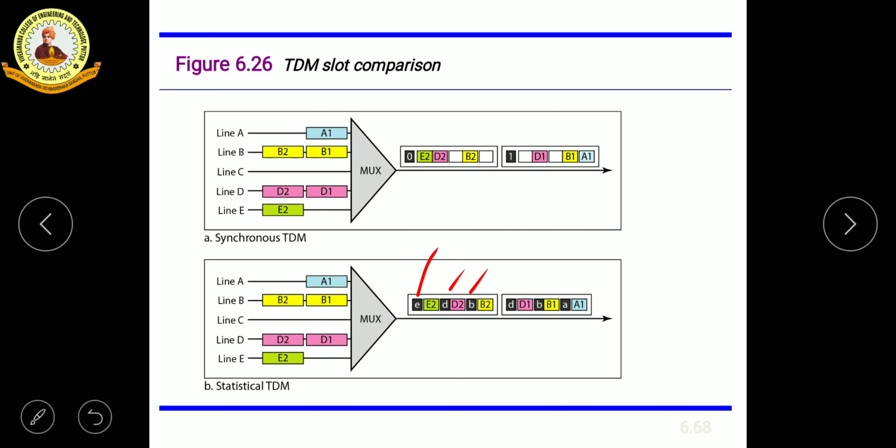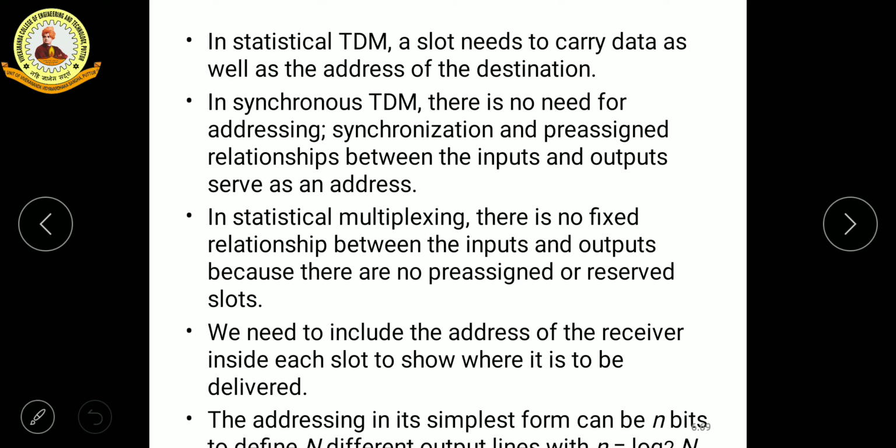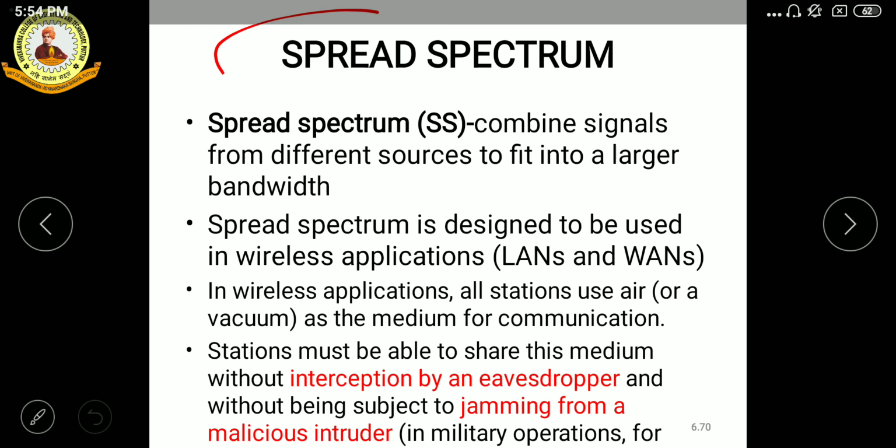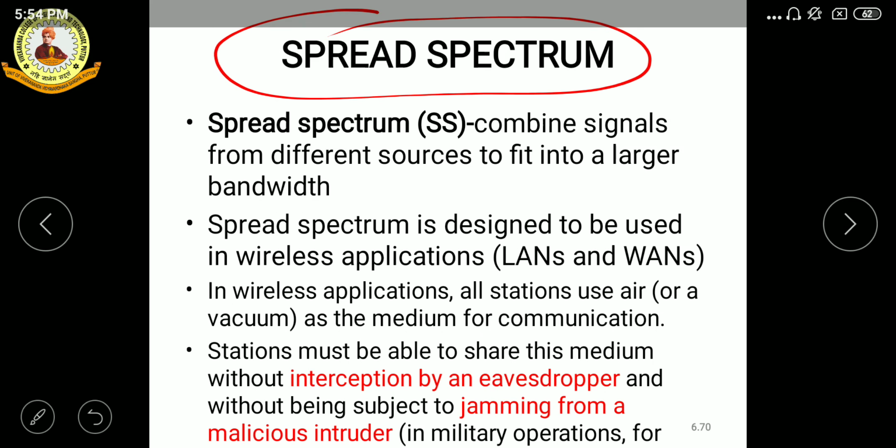So we need addressing here, and we don't need a synchronization bit, as we have discussed. In synchronous TDM, 0 was the synchronization bit, 1 was the synchronization bit. Since we are using addressing bits here, we don't require synchronization bits. That is one of the added advantages of statistical time division multiplexing. So this is all about time division multiplexing. In the next video, we will cover spread spectrum, the last part of bandwidth utilization.